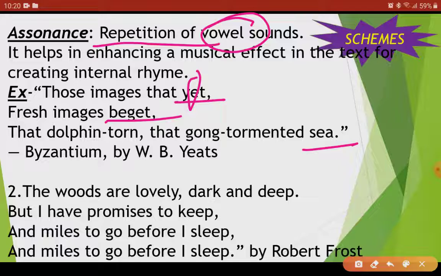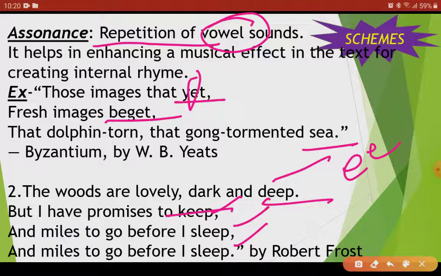"The woods are lovely, dark and deep, but I have promises to keep, and miles to go before I sleep, and miles to go before I sleep." Here you can see deep, keep, sleep, sleep, how these words are rhyming with each other with the help of the letter E. And you know E is again a vowel, so it is adding a rhyme into the words, and that's why we will call it assonance.